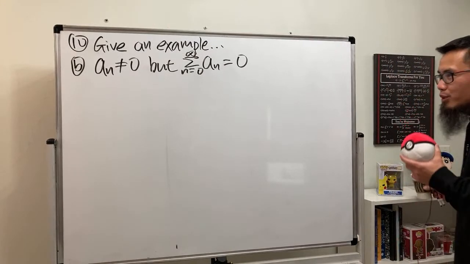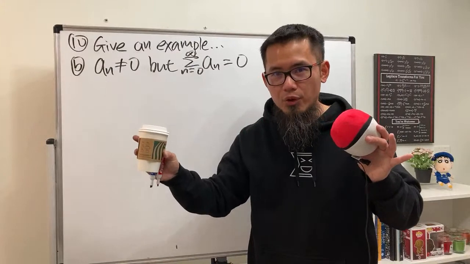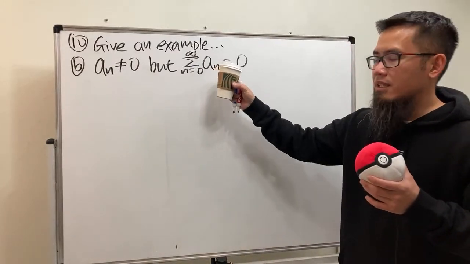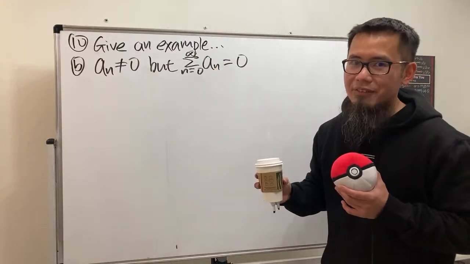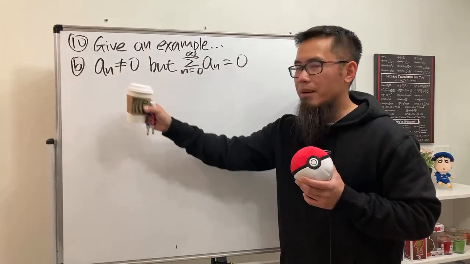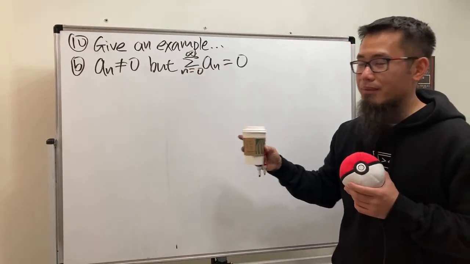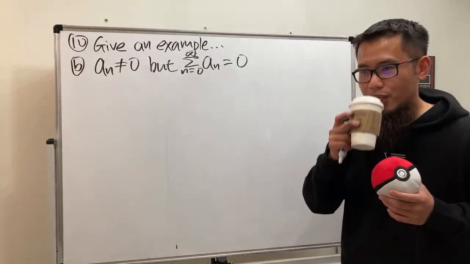Right now, we are trying to figure this out. We're trying to figure out an, and an is not equal to 0 for all n, but the series of an is in fact equal to 0. I'm pretty sure if I didn't put this down, people would just say the series of 0. So watch out.